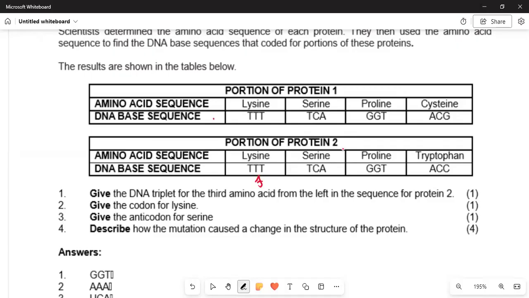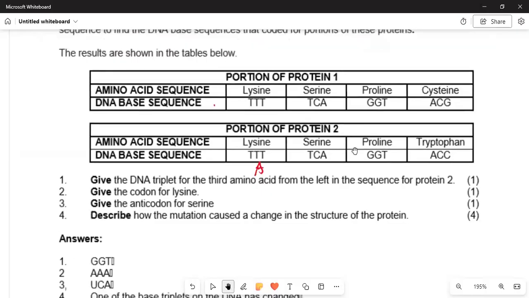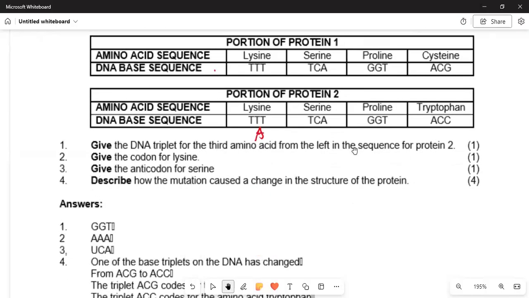Moving on, the question says, give the anticodon for serine. The anticodon for serine will be uracil, cytosine, and adenine. And where can we find that? If serine is here, that is where we can find these answers that match. Moving on, here this uracil will go with the thymine, again with the guanine.